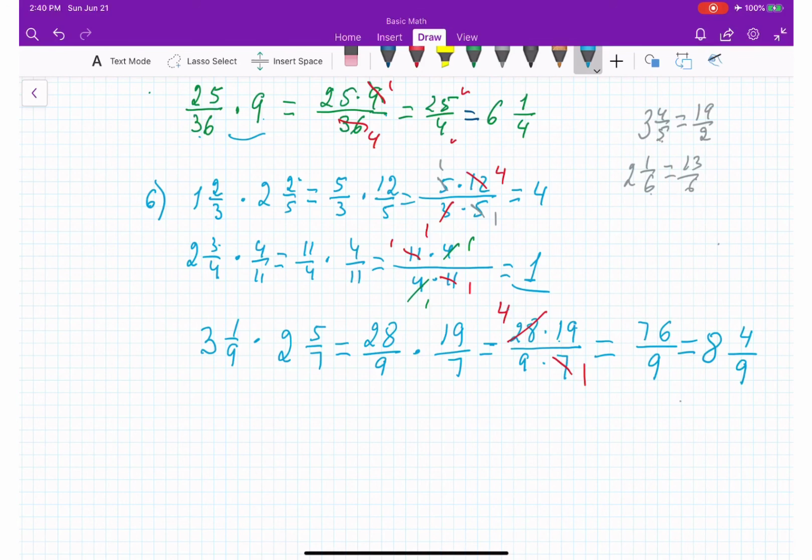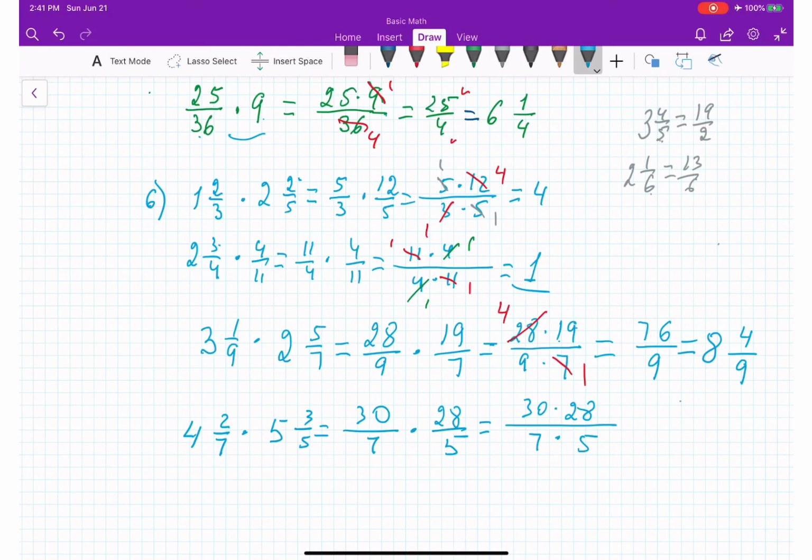Okay, let's solve the last one. 4 and 2 over 7 times 5 and 3 over 5. So let's see, 4 times 7, 28, and 2, 30 over 7, times 5 times 5 is 25 and plus 3, 28 over 5. So 30 times 28 over 7 times 5. 30 and 5, it's going to be 1 and 6. I divide both of them by 5. 28 and 7, I can divide by what? By 7, right? This is 1, this is 4. And that's it. The answer is going to be 24. That's all.